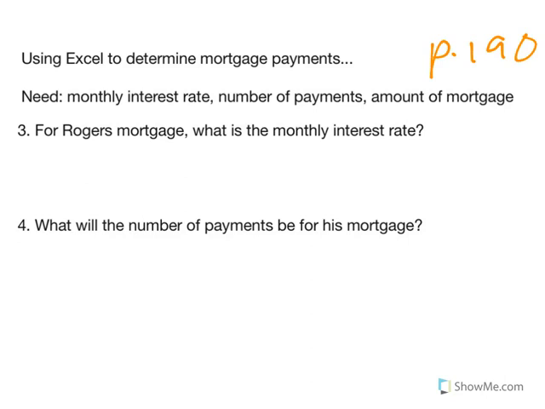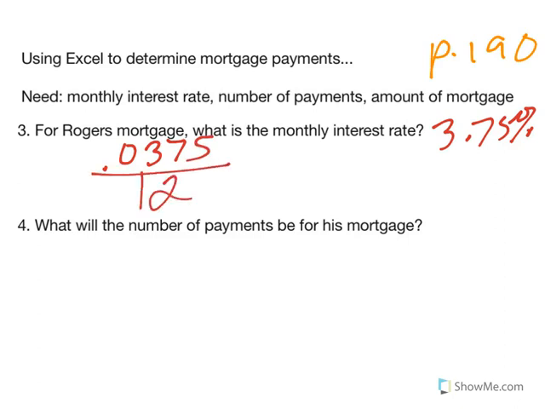So we're going to turn to page 190, and here it talks about using Excel to determine the mortgage payments. We could do it by hand, but it is horrible. So in using this, we say, okay, for Roger's mortgage, what is the monthly interest rate? Well, they told us that his annual rate was 3.75%. So that's going to make his monthly, just like with credit cards. We take the annual and divide it by 12 because there are 12 months in a year.